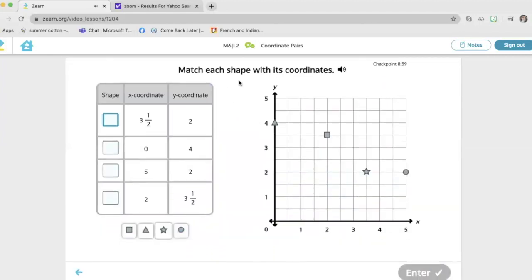Okay. Match each shape with its coordinates. So you can see here that we're obviously going to be using halves. You can see it over here. You see a half here and a half here. So be careful when you're plotting these points. So the shape for 3.5 and 2, so I'm going to go over to 3.5 and up 2 is a star.